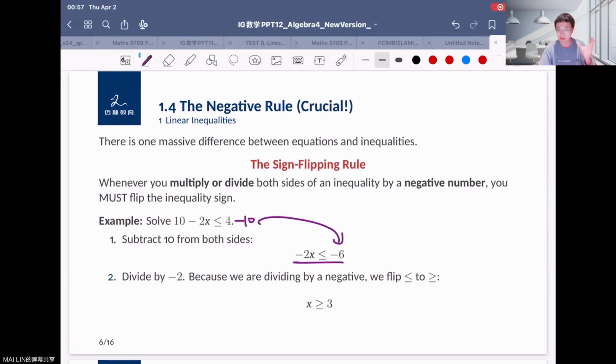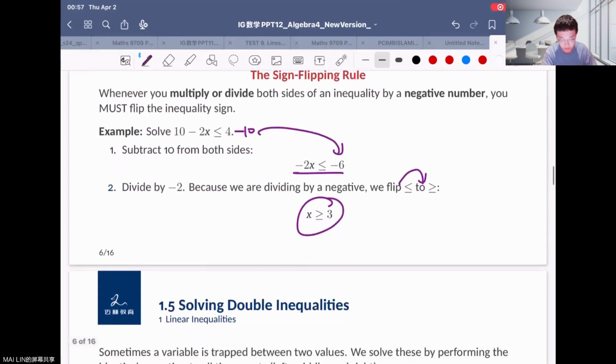But remember, because you divided by a negative number, the inequality symbol has to flip to the other side. So we flip smaller or equal to bigger or equal. The final value is x bigger or equal to 3. That is the negative rule.